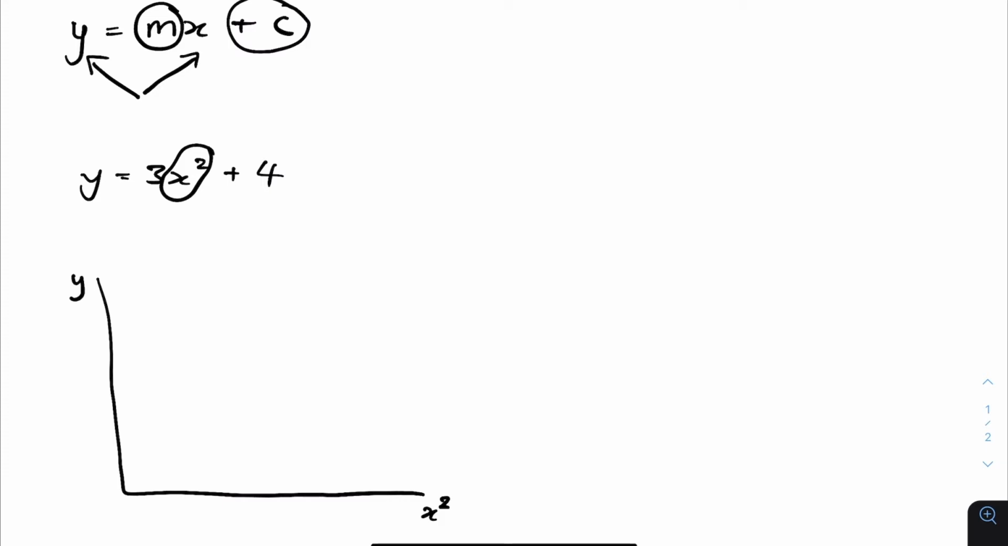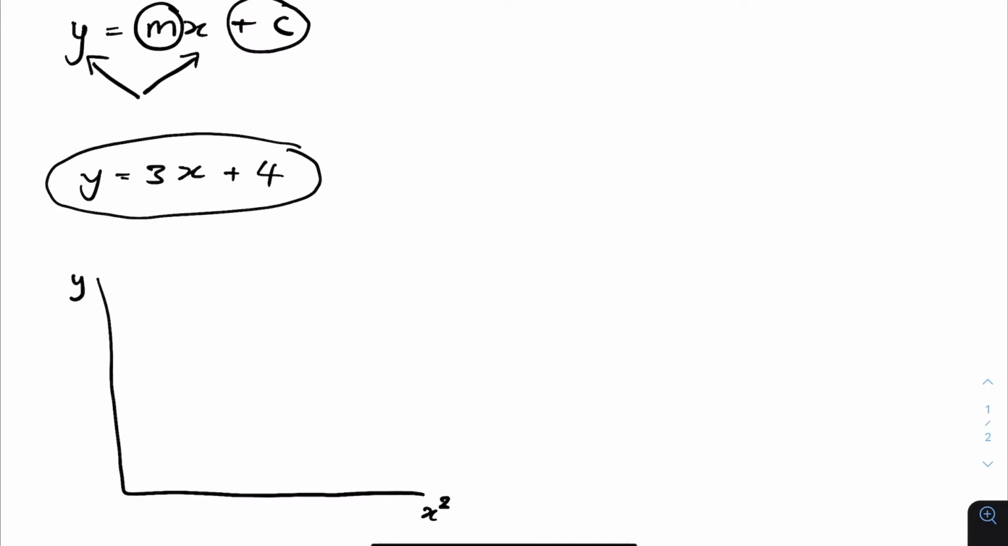First of all, what we should highlight is that we have to replace x squared with x. If we want to linearize it, we have to put it in a linear form. So we can write it as y equals 3x plus 4. We can leave the axes as y and x squared because we're trying to linearize it, but we have to make this a linear function so that we can graph a straight line.